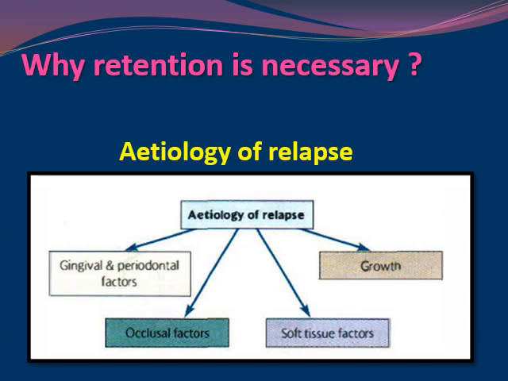The exact etiology of relapse is difficult to identify, but there are main 4 etiological factors of relapse include gingival and periodontal factors, growth, soft tissue factors, and occlusal factors. The gingival and periodontal tissue fibers that affected by the orthodontic tooth movement.